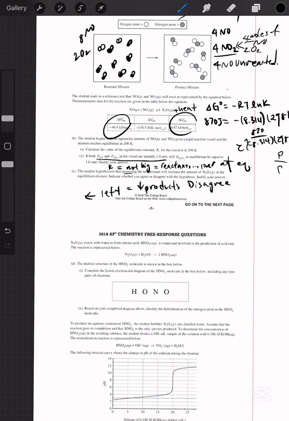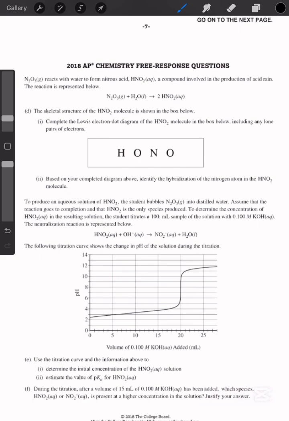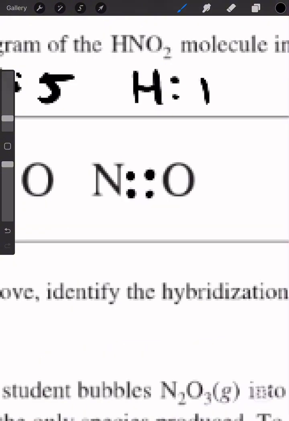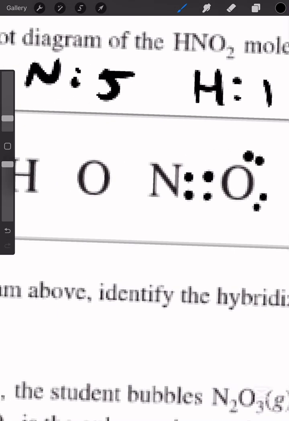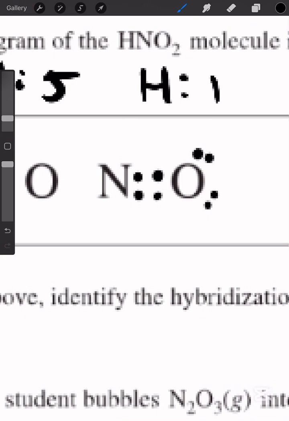Alright, so for the next section, part D asks us to complete the Lewis dot diagram, and also it tells us to include the lone pairs of electrons. So what you would do is get the number of valence electrons that these elements have. H is 1, O is 6, and N is 5. Then you just have to piece them together, combining them so that all the elements have octets, 8 electrons around them.